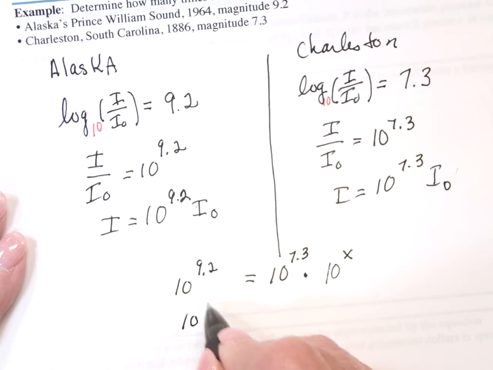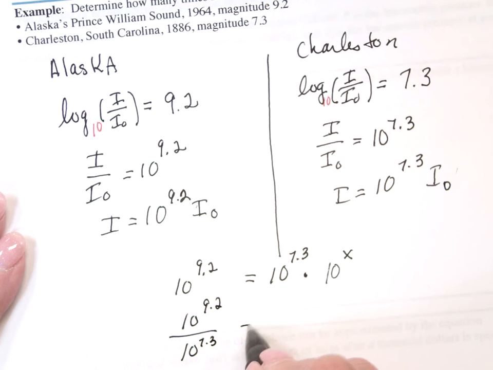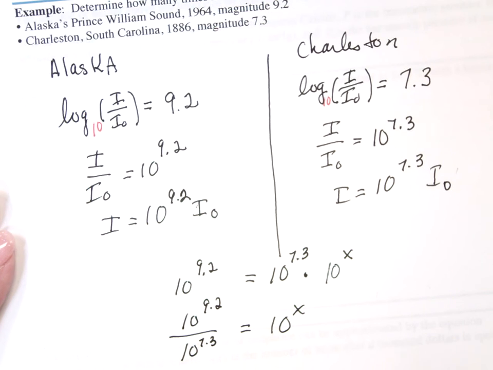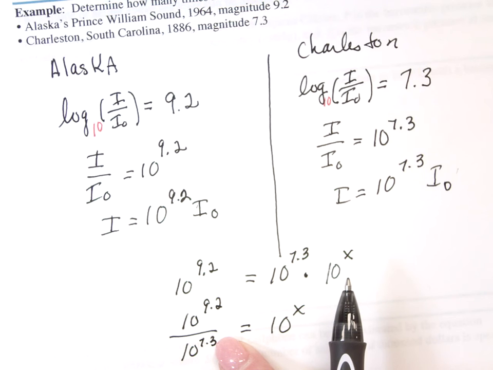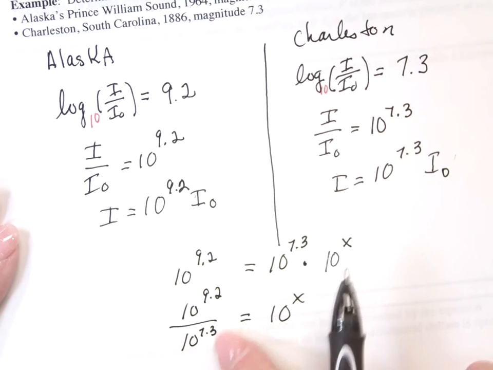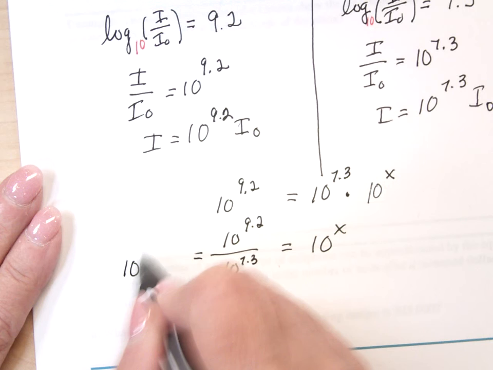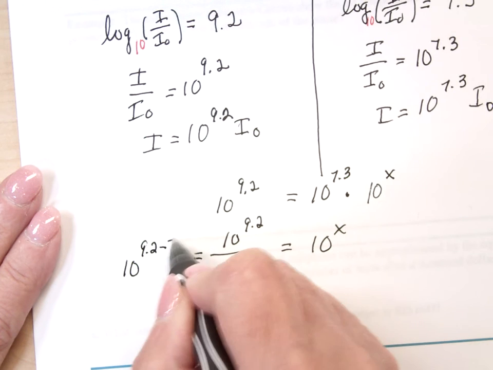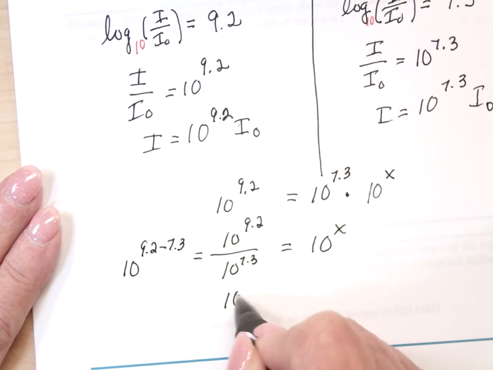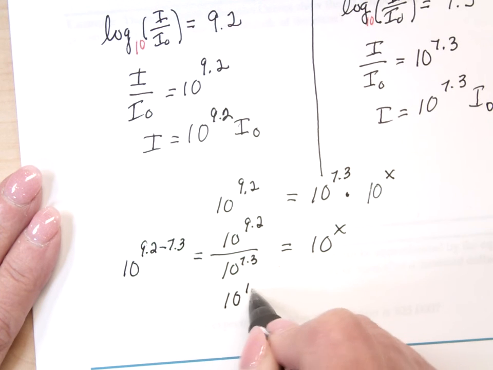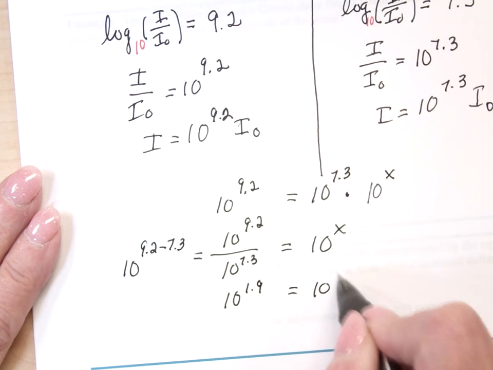So if I take 10 to the 9.2 divided by 10 to the 7.3 is 10 to the x. Now remember, if the bases are the same, what do you do with the exponents? Subtract them, right? So this actually comes out to be 9.2 minus 7.3. This gives me 10 to the 1.9 is equal to 10 to the x.